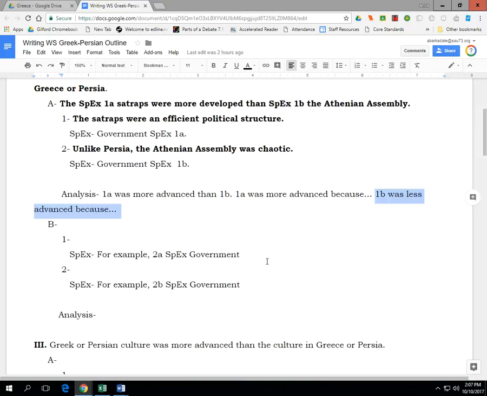So in my brain, I thought about, okay, with that explanation, how can I introduce it with a biased thought, a biased word that would tell the reader that it's something that is not advanced? So in my brain, I thought that was chaotic. That sounds like a really chaotic governmental system. So I said the Athenian assembly was chaotic.